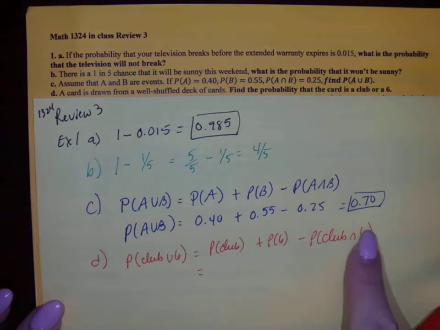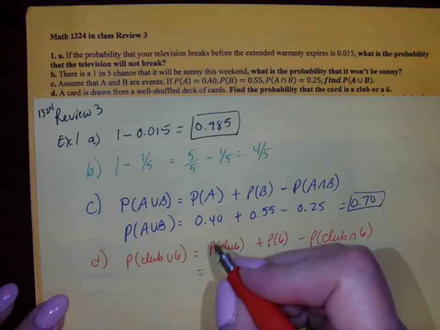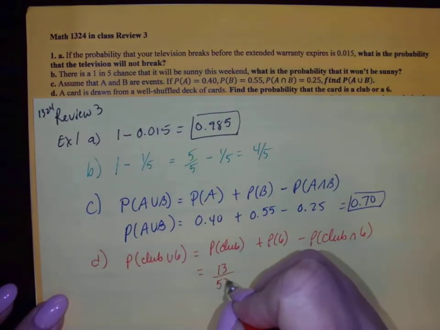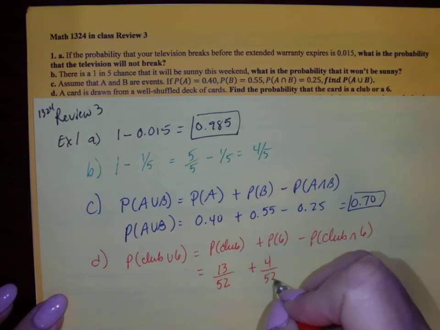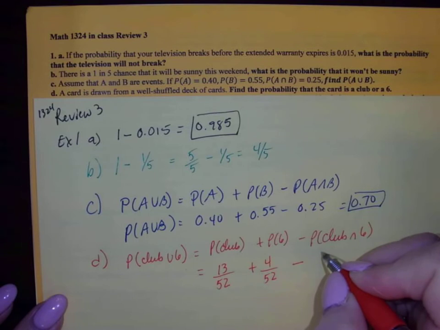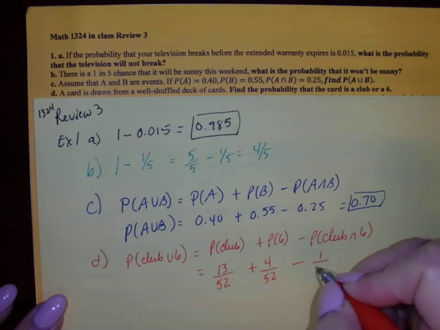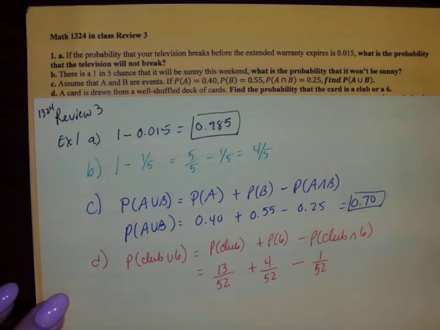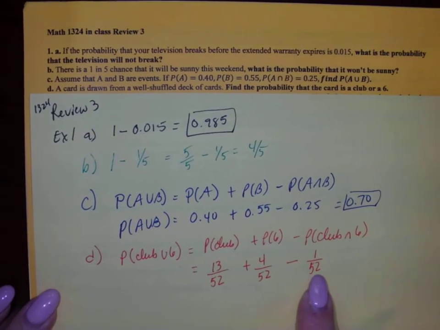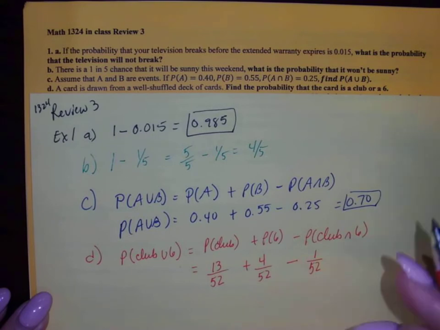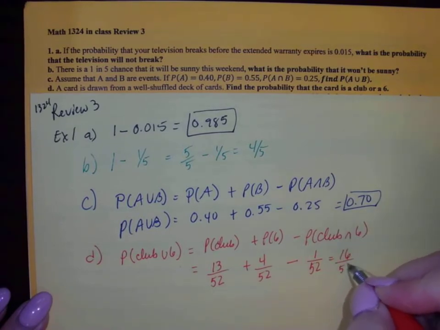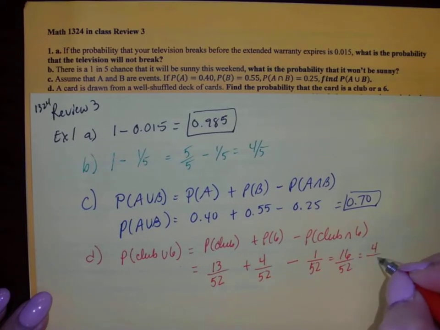And then there's only one 6 of clubs. So this would be 13 clubs out of 52 cards, plus there are 4 sixes out of the 52 cards, but there is only one 6 of clubs out of 52 cards. And we're not going to reduce these yet because we have a common denominator here. So 13 plus 4 will get us 17 minus 1. We'll get 16 out of 52. Now we'll reduce it. They both reduce by 4, so 4 out of 13 would be our final answer.